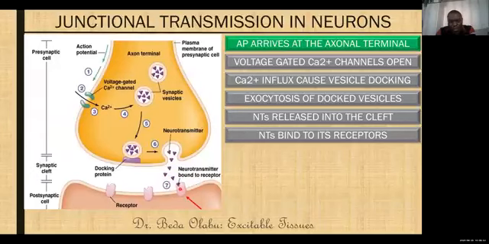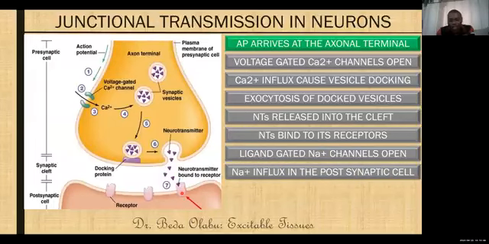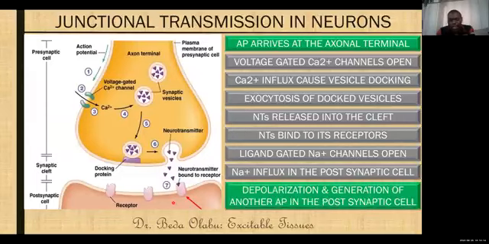Once the neurotransmitter is bound to its receptor on the postsynaptic cell, these receptors, which are also ligand-gated sodium channels, will open. If they open, we are going to have massive sodium influx in the postsynaptic cell, and that will mean we'll have depolarization in the postsynaptic cell that will cause generation of another action potential in this neuron. So a signal has been transmitted.